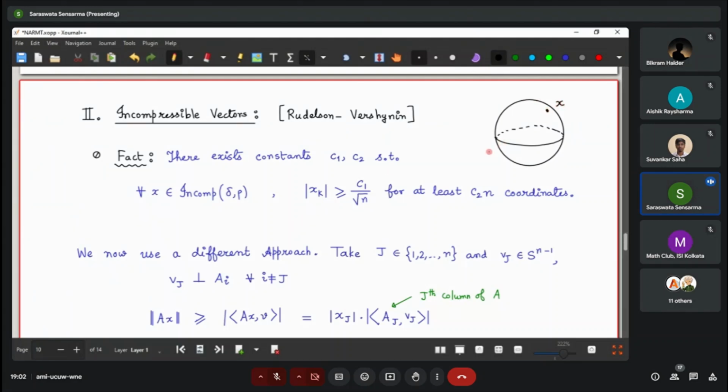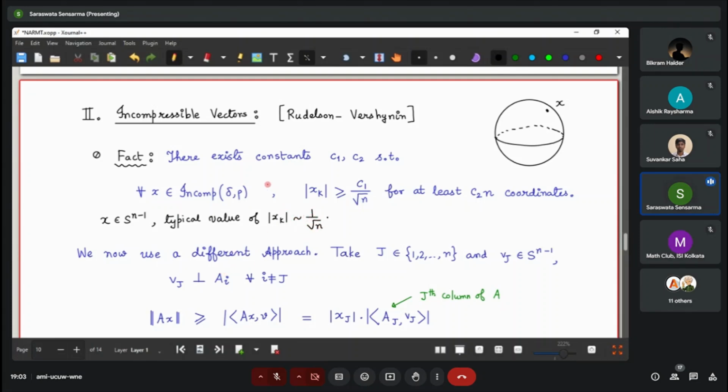In particular, if x is an incompressible vector, then |x_k| cannot be small for too many values of k. In that case, it would be close to some particular sparse vector. In other words, it's larger than some constant over square root n for at least C2 n coordinates. Now, why this square root n? Let's say x is in S^(n-1). What is the typical value for x_k? We want the sum of squares to be 1. So the typical value of x_k is about 1 over square root n.